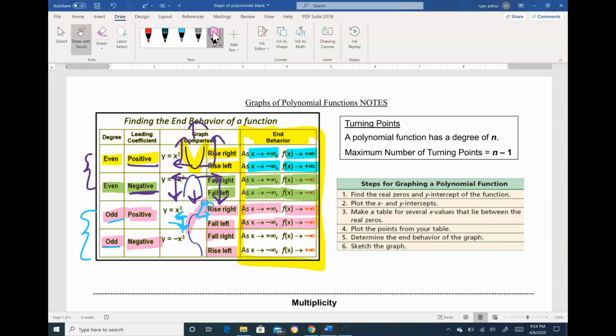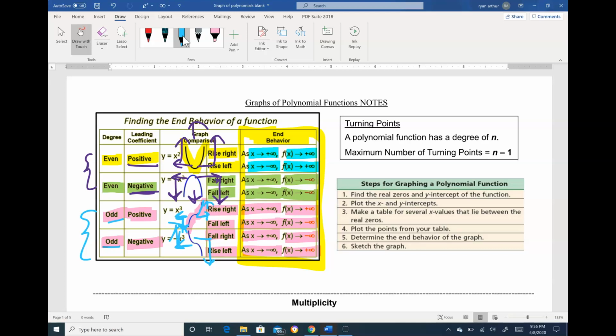So if you look, it says as my x's get positive, my y's get negative. As my x's get positive, my y's are getting negative. As my x's get negative, my y's will get positive. When my x's are negative, my y's are positive. Okay? So that's end behavior.